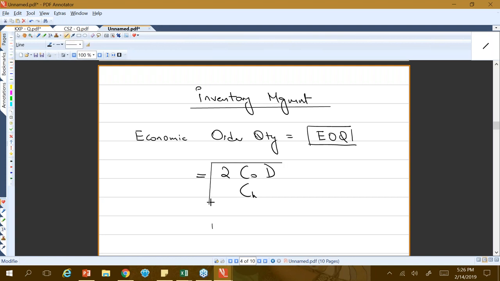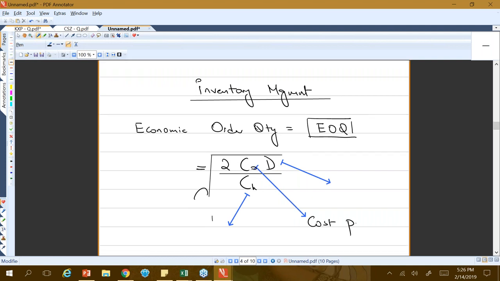Economic order quantity. The three things here are C naught, D, and CH. C naught is the cost per order, or the ordering cost. D is your annual demand, and CH is the holding cost per unit per annum.